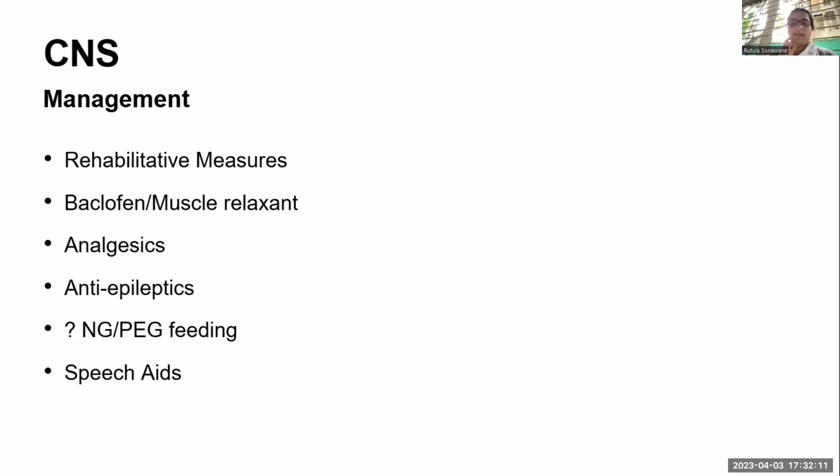NG or PEG feeding. So there are different schools of thought about whether an NG tube or PEG tube should be inserted for a patient. So what are your thoughts? In your day-to-day practice, do you actively do this? Have you come across patients who are palliative in nature but require NG feed or NG tube insertion? What have you done with them?